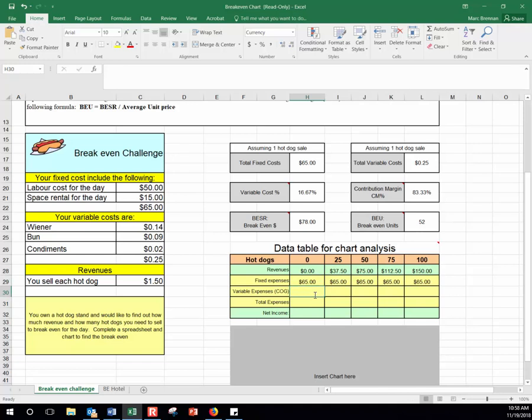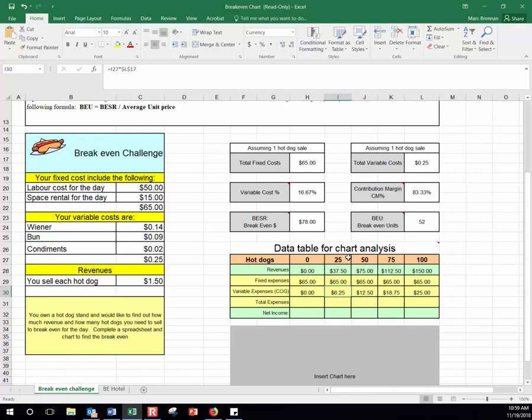Okay. My variable expenses, for 0 hot dogs, I'm going to multiply it by how much it is for one hot dog. Since I don't have any sales, and I'm going to put an absolute reference on C27, I'm going to press enter. The reason why I have $0 in variable expenses is because I haven't sold any hot dogs. But over time, I should have higher variable expenses.